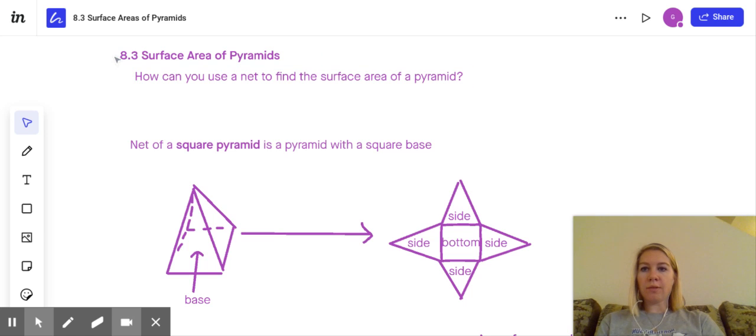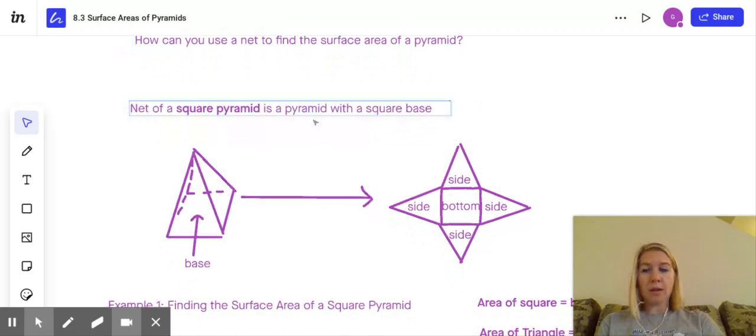Okay, let's go over Chapter 8, Section 3, which is the surface area of pyramids. And the essential question is, how can you use a net to find the surface area of a pyramid? Well, let's just talk about a square pyramid for a second. So a square pyramid is what's down below here. It's a pyramid with a square base.